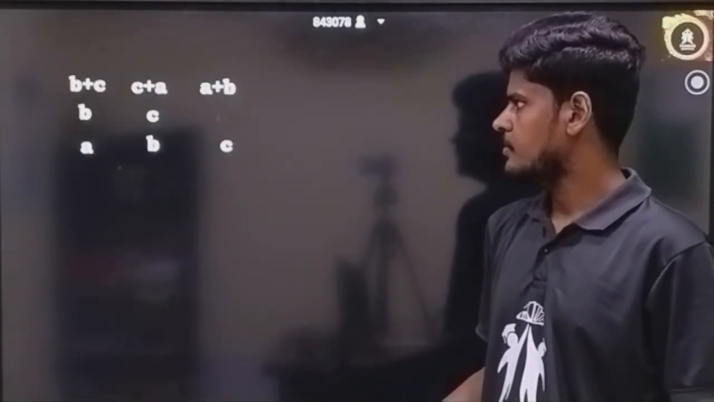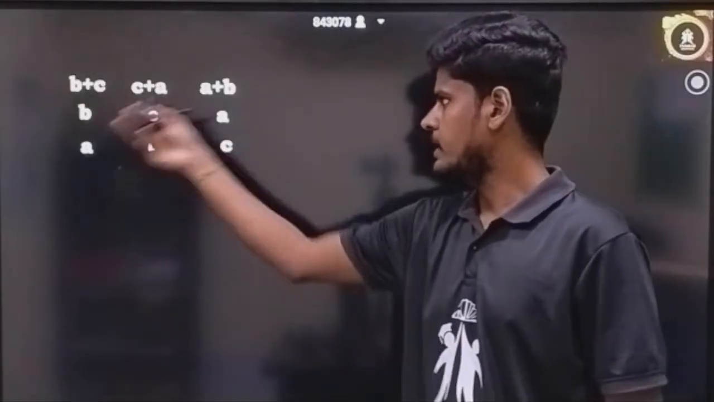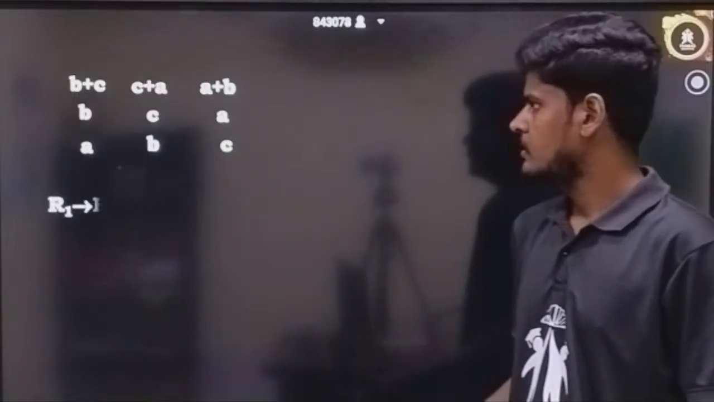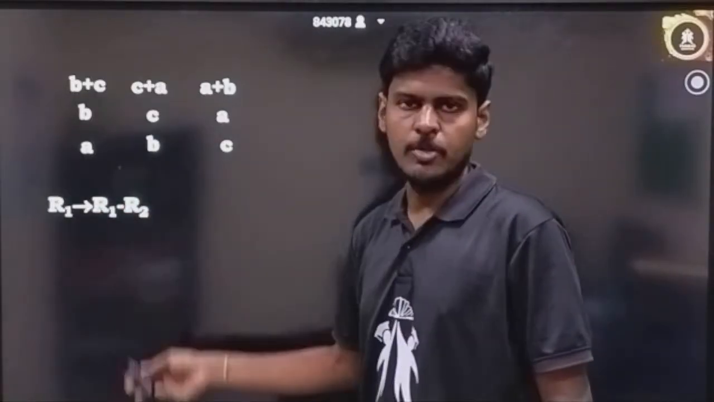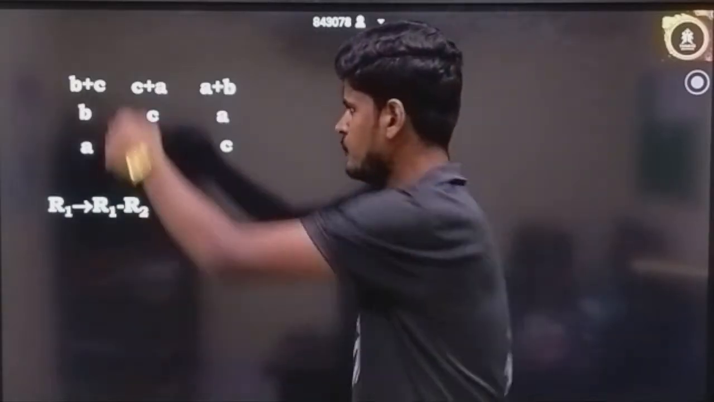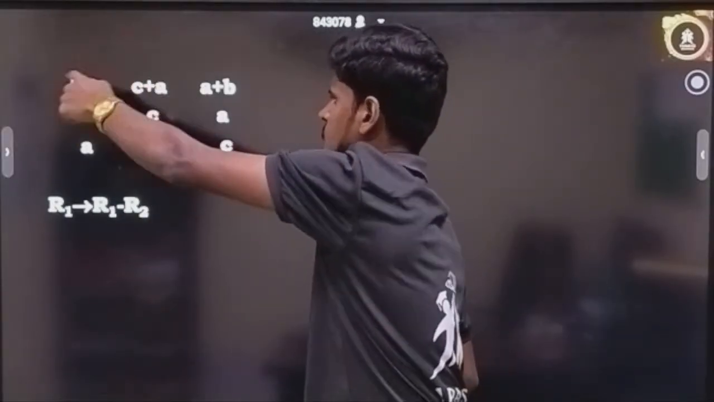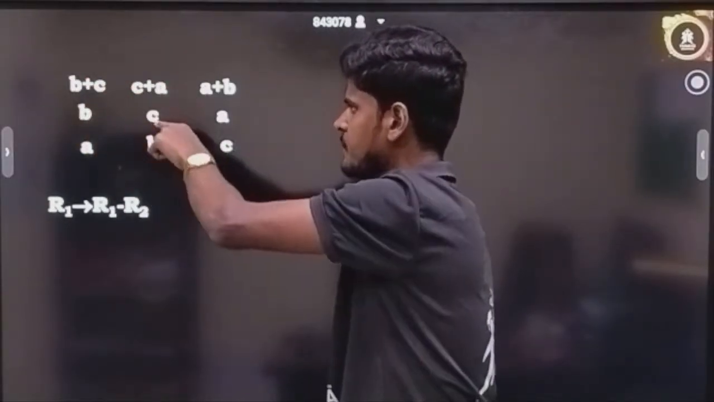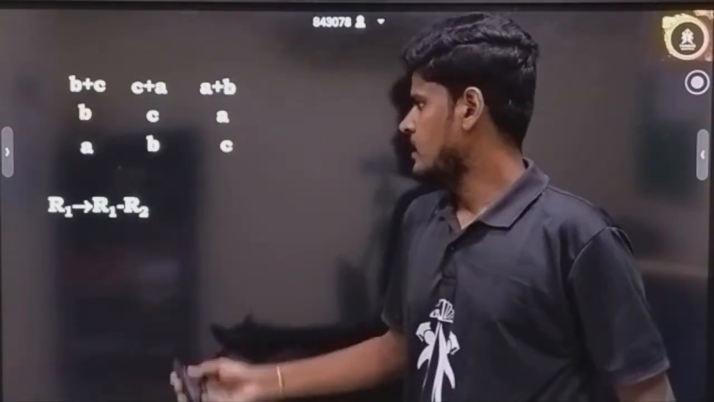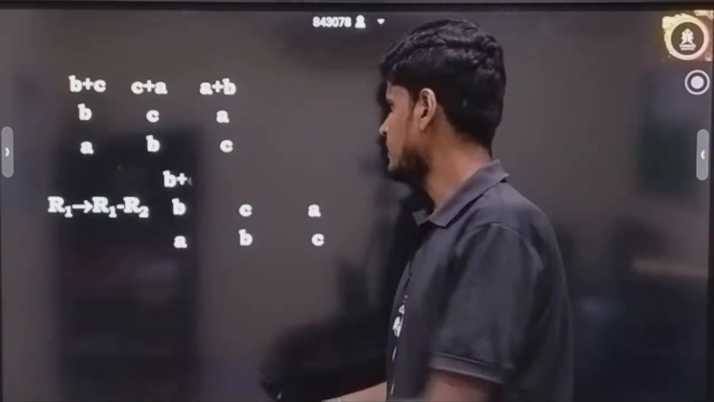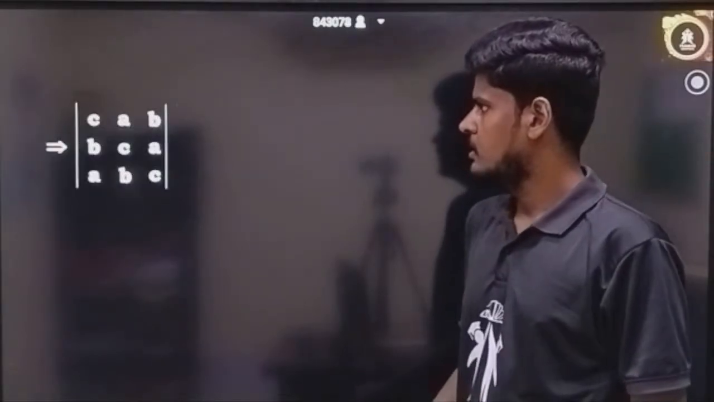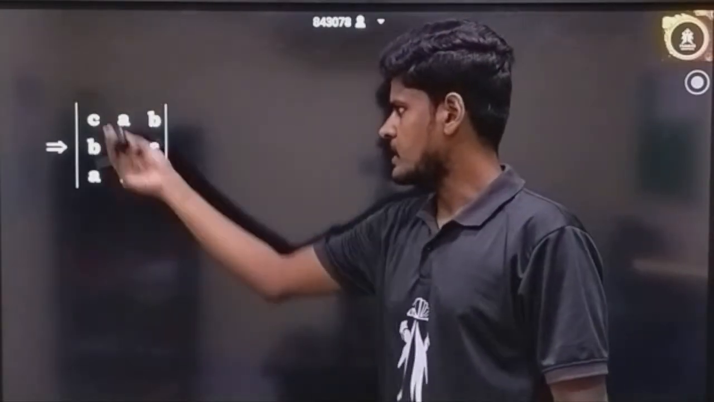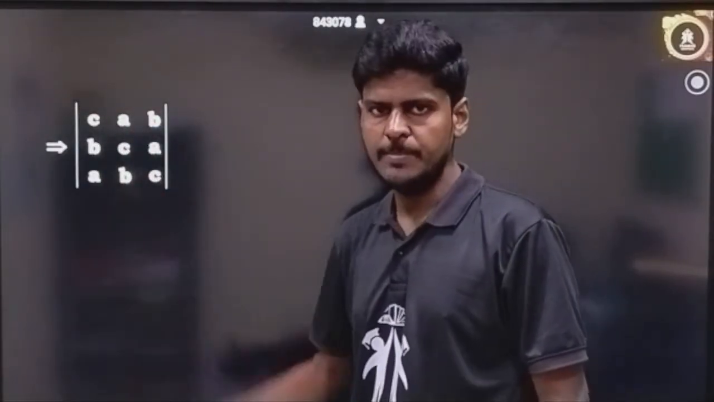So then we will get B C A in the second row and the remaining as it is. Next, R1 is transformed to R1 minus R2. Now if you subtract R1 and R2, plus B minus B, plus C minus C, plus A minus A, those two will get cancelled, then we will get a single element in all the rows. So the value of the determinant is nothing but C A B, B C A and A B C.